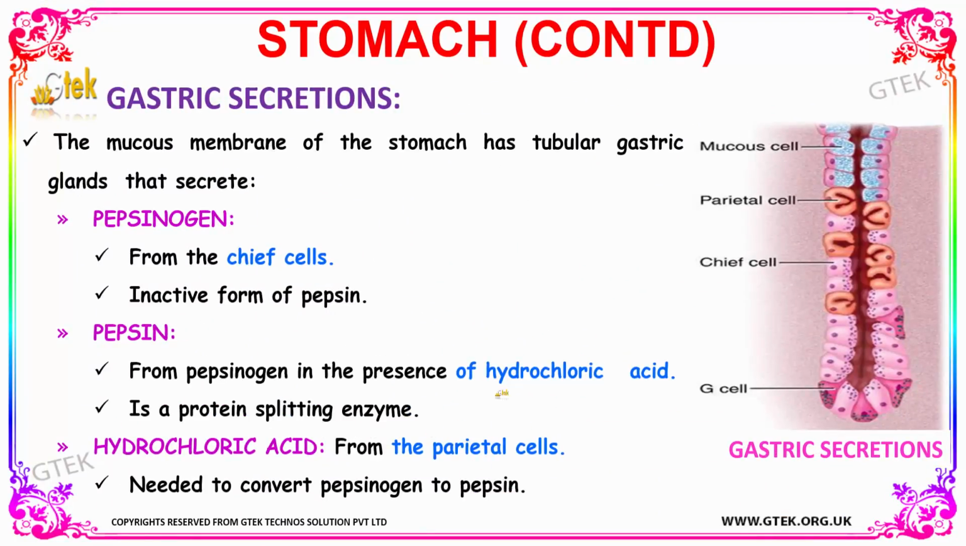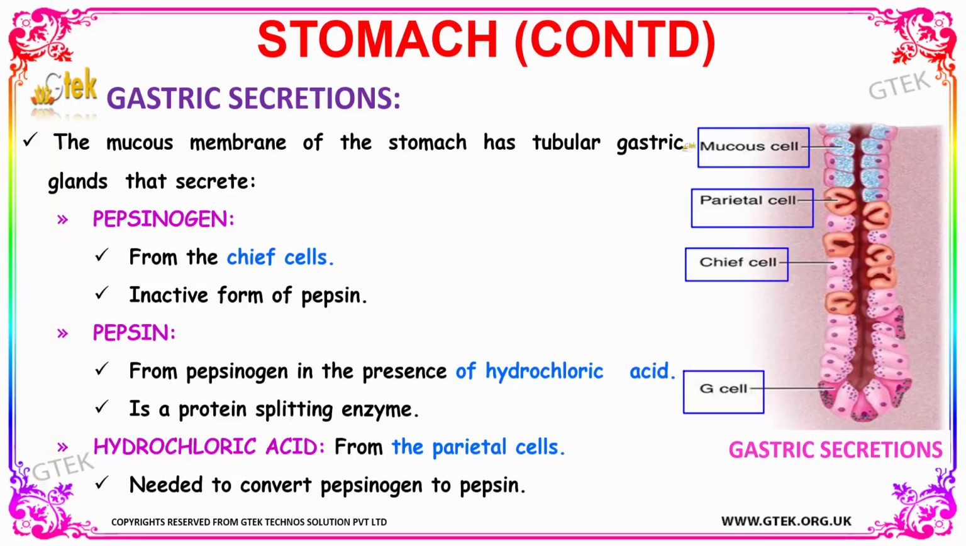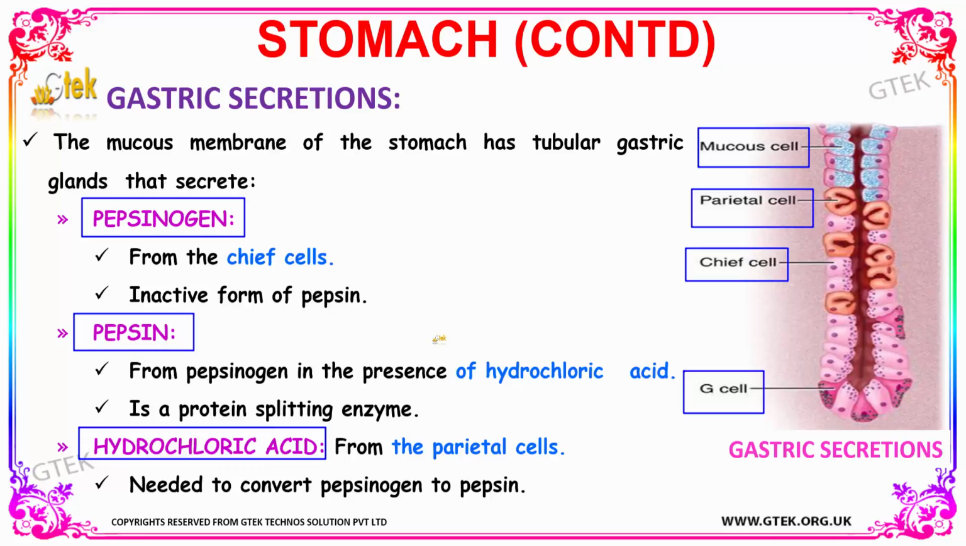Next we are going to see about the gastric secretions. So we studied about the mucosal layer, which contains the mucous cell, parietal cell, chief cell and G cell. So the mucous membrane of the stomach has gastric glands which secrete the following: pepsinogen, pepsin and your hydrochloric acid. So these are the compounds that are secreted by the gastric glands.